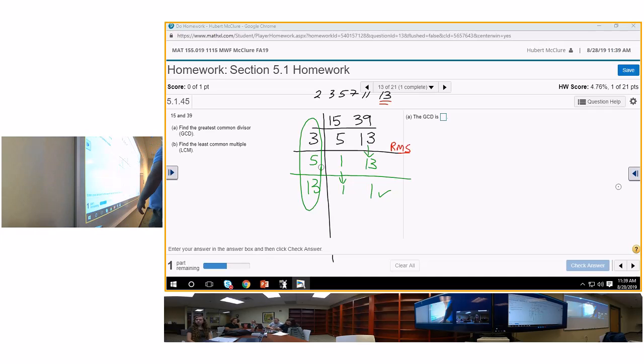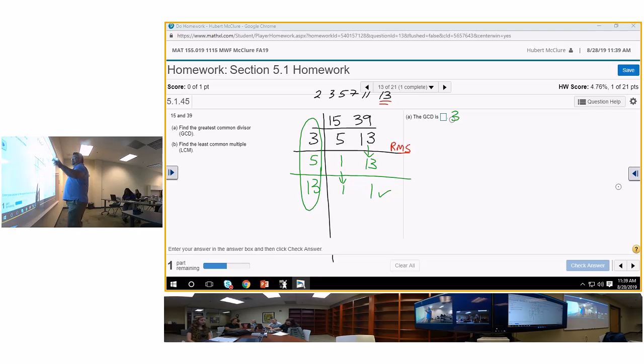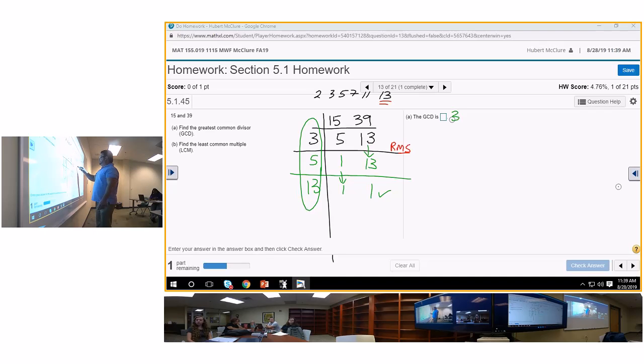Okay? So this first number is 3. And the second number is, let's see what it is, 15 times 13. Well, 15 times 15 is 225. So what is 15 times 13? 195. Use your calculator. Is it 195? I'm not asking. 195. Okay, that's better. 195 should be your other one.